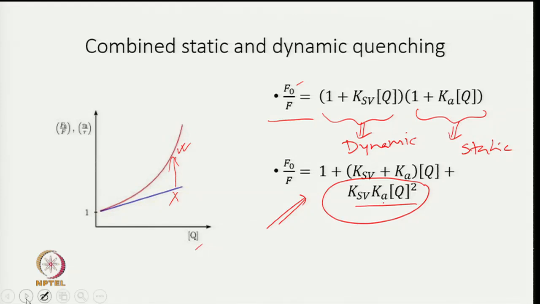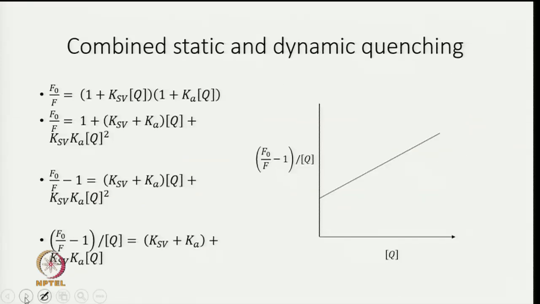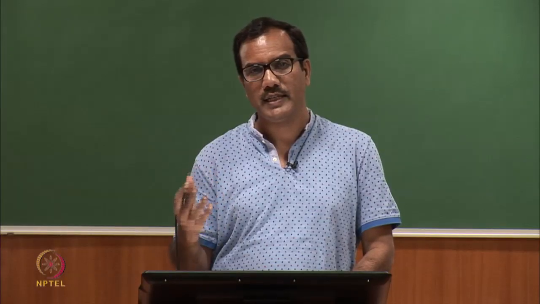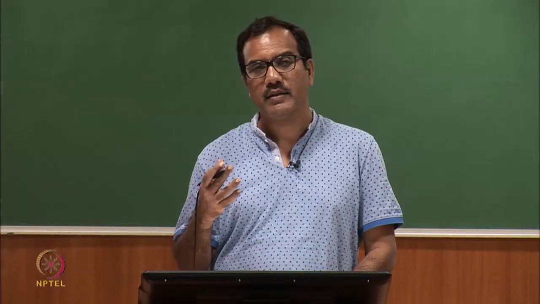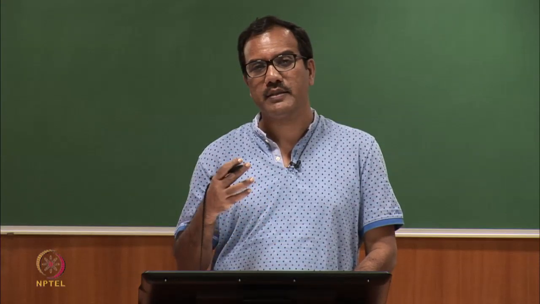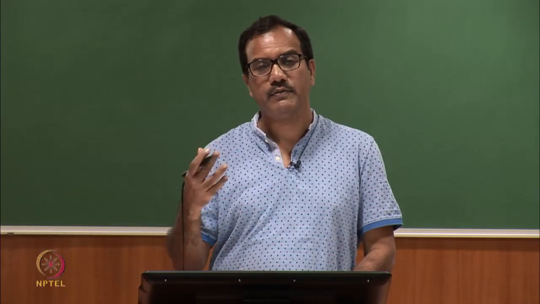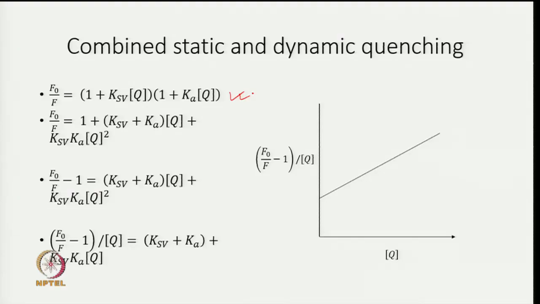Now, can we calculate from this the value of K S V and K A? Here, K A is nothing but K S. So, now we are going to look at whether we can get the value of K S V and K A by a different method. This is the equation for F naught by F.